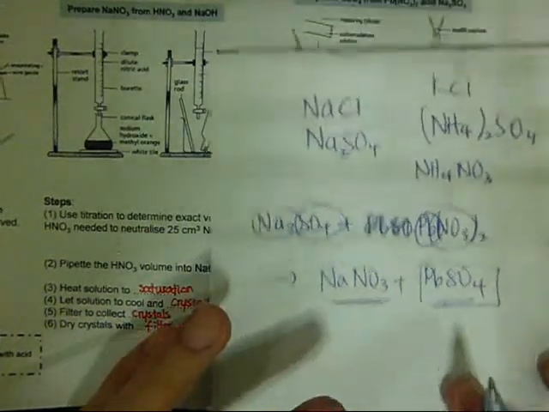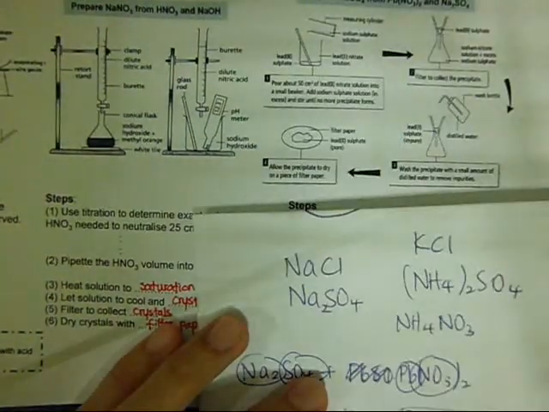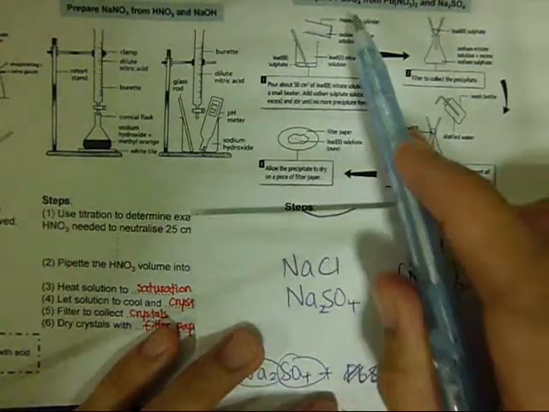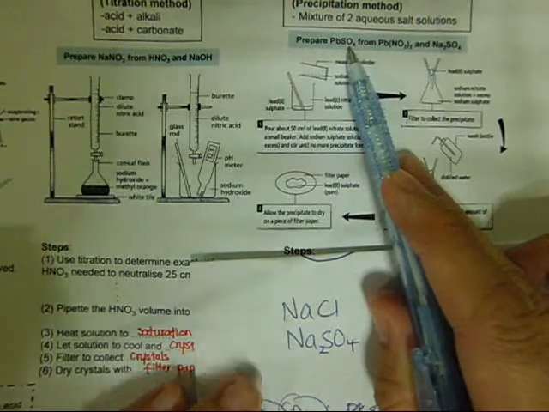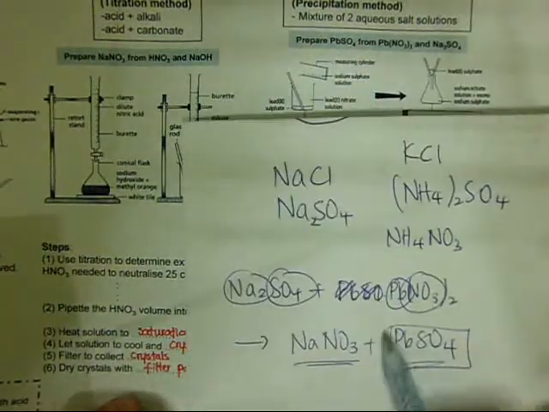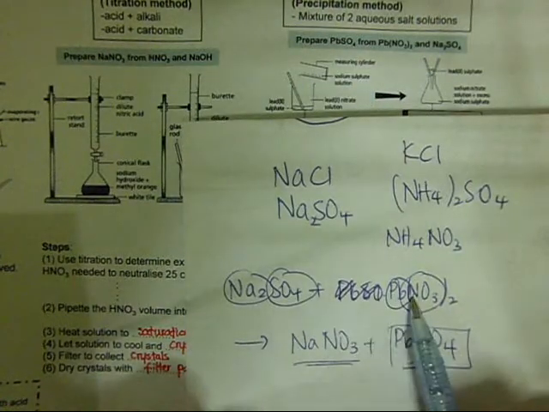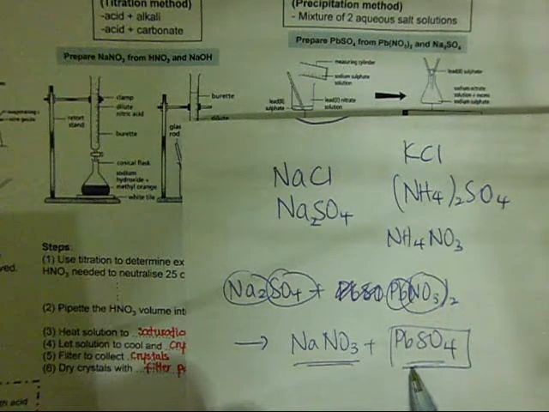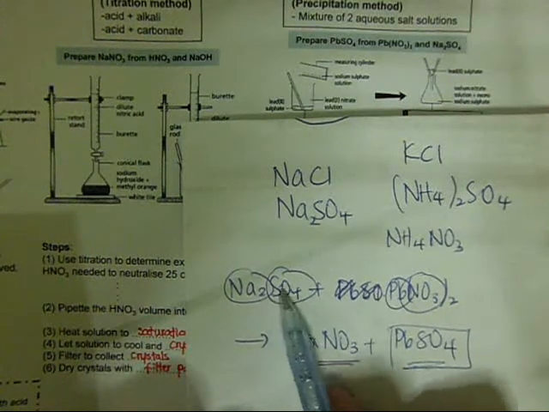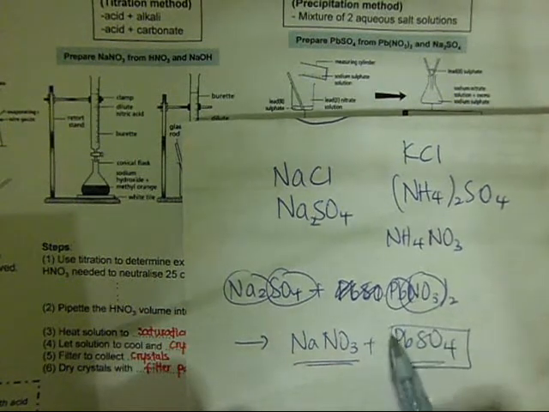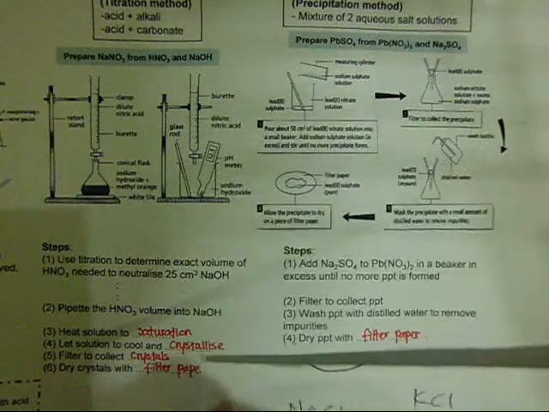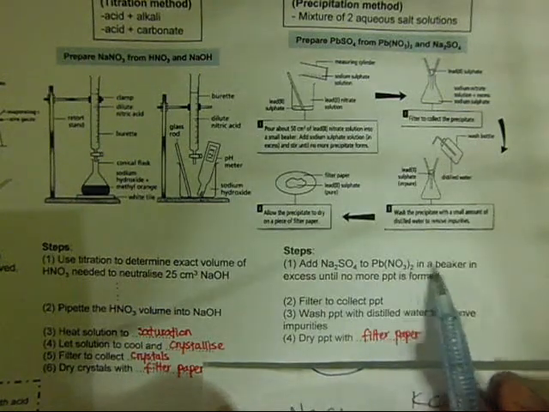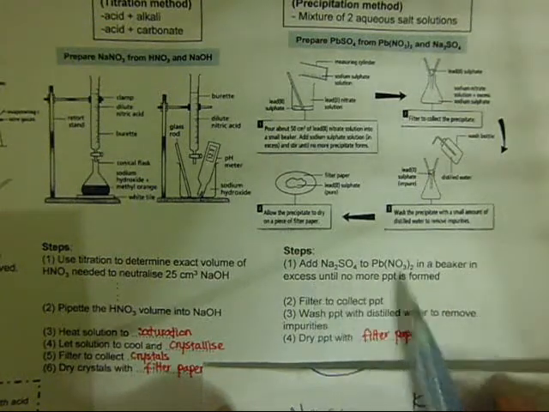This is what we want to prepare from this question: lead-2 sulfate. When you add these two reactants, you see a precipitate of lead-2 sulfate being formed. So you have to add this in excess to this until no more precipitate is formed. That is why the first step is to add sodium sulfate to lead-2 nitrate in a beaker in excess until no more precipitate is formed.